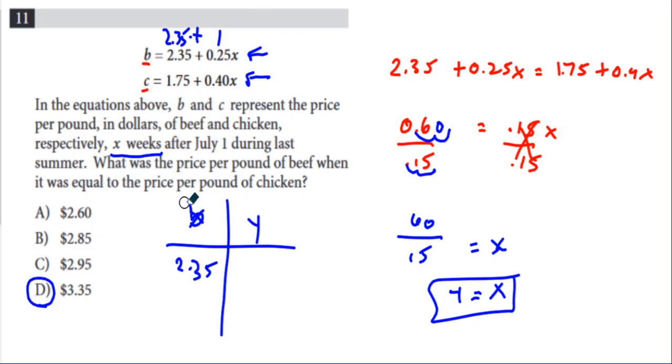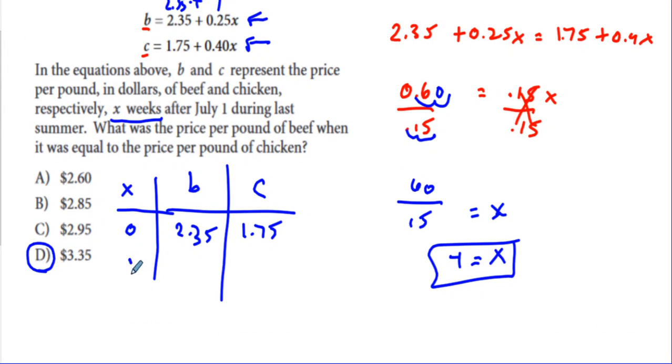So let me grab my eraser so this looks nice. The beef value is going to start off as 2.35, and the chicken value is going to start off as 1.75. This is on day 0. So let's make another column over here for x. When x is 0, I get 2.35 and 1.75. When I increase this to day 1, the beef is going to go up 0.25, so it's going to go to 2.60. And the chicken is going to go up by 40 cents, so that's going to go up to $2.15. So I can see they're not equal to each other.